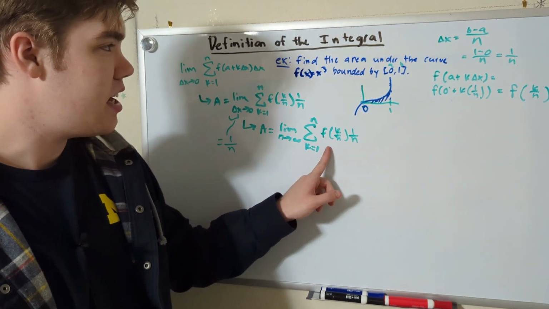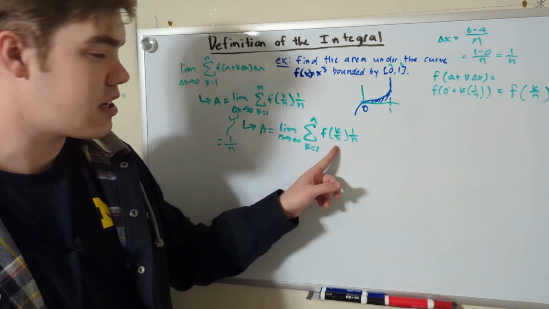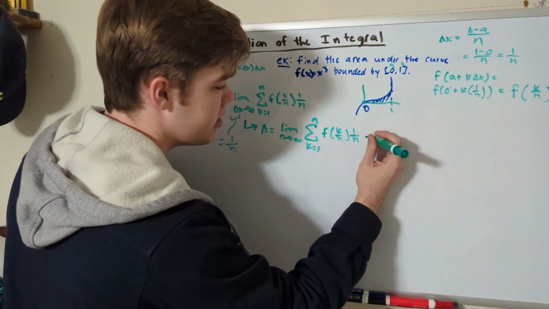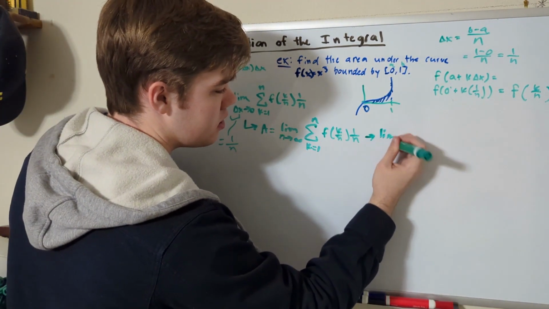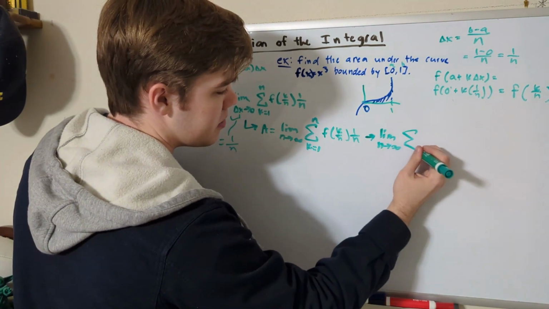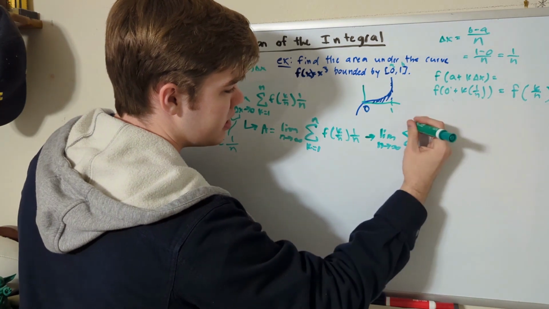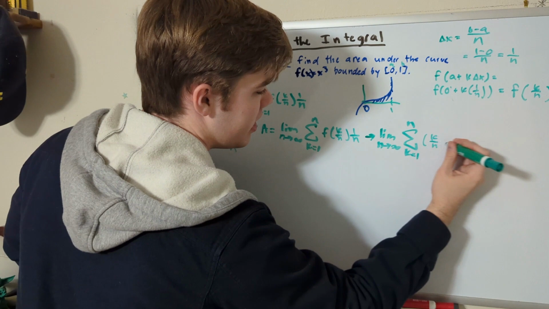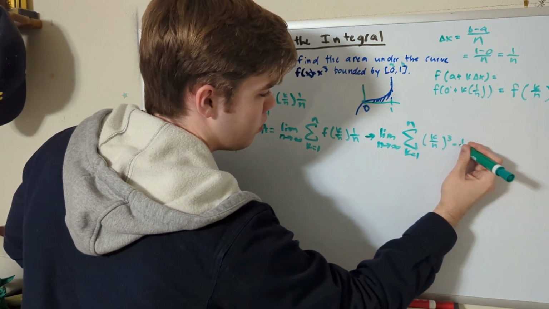So we know that our f of x is equal to x cubed, so we need to plug in k over n to x cubed, which just is (k over n) cubed. Let's write that down over here. We get the limit as n approaches infinity of the summation k equals 1 to n of f of k over n, which is just (k divided by n) cubed times 1 over n.